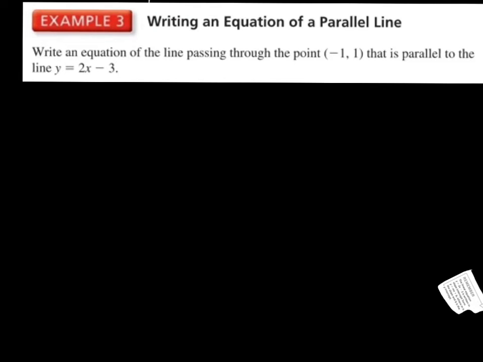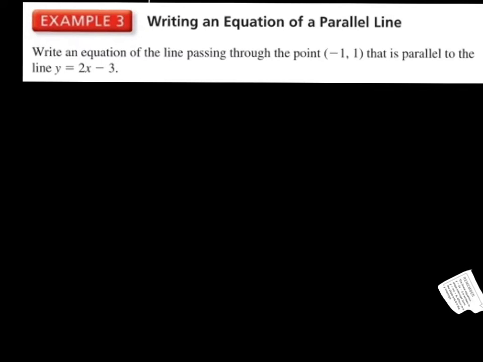All right, so now we're going to continue on with 3.5. This is example 3, number 3. And what they're going to have you do is write an equation of a parallel line. So it says write an equation of a line that passes through the point negative 1, 1 that is parallel to the line y equals negative 2x minus 3.